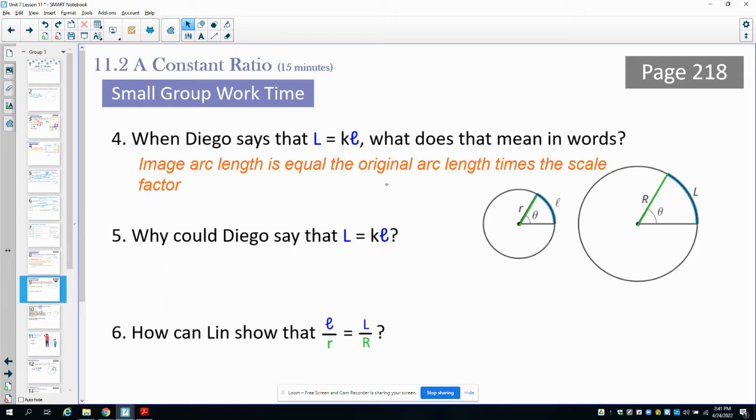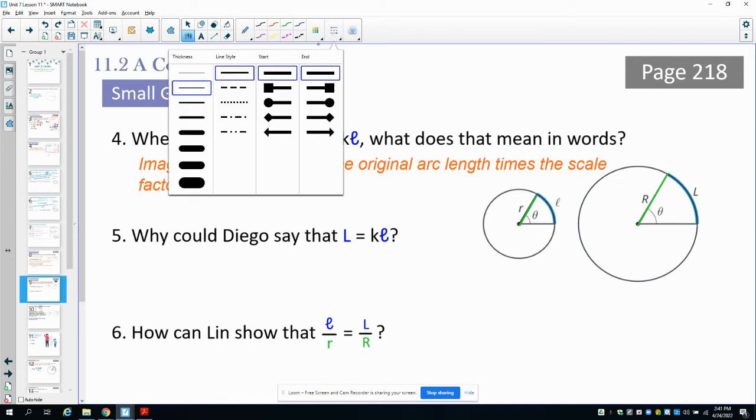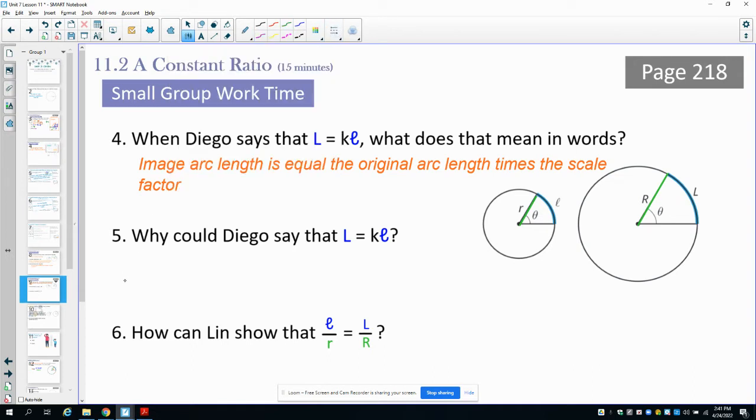So why is that true? We know the lengths we can multiply by the scale factor to get the image length, but will that work with this arc length, and why? So why can we actually say that? The proof behind this, or justifying it, is using that formula that Diego talked about. Diego said that the arc length is equal to the central angle divided by 360 times the circumference, which is 2 times pi times the radius. So that's for this original image.